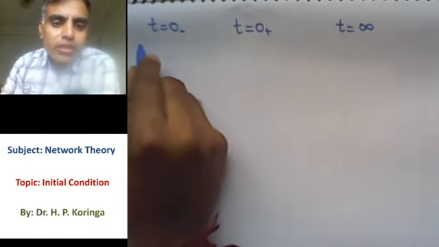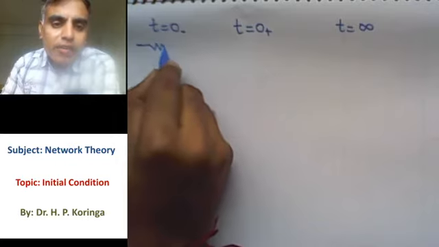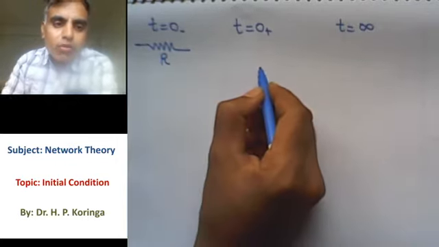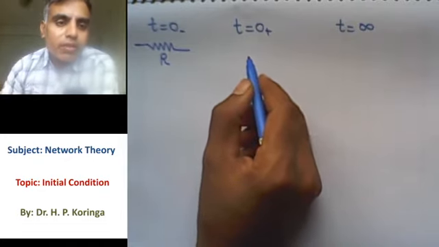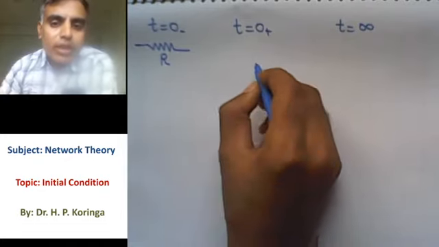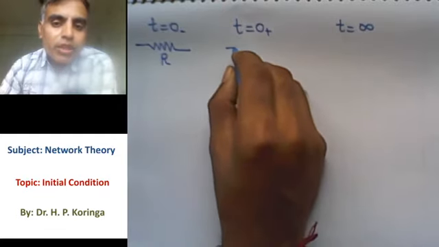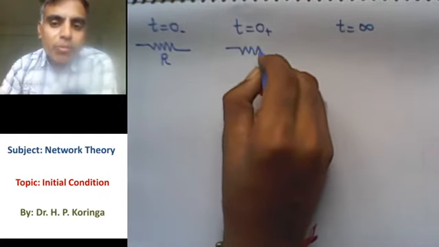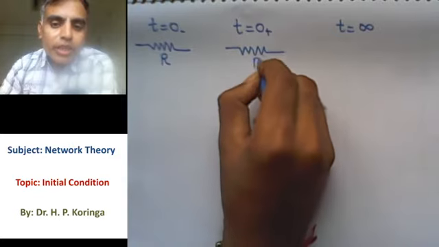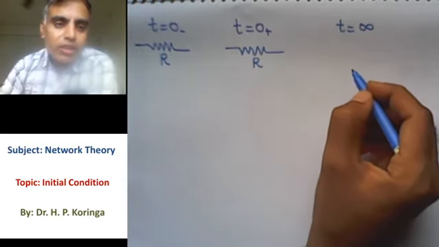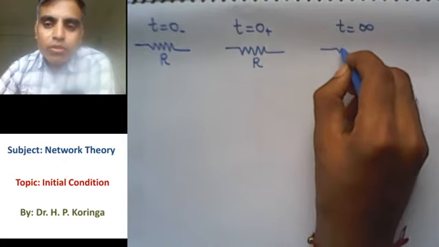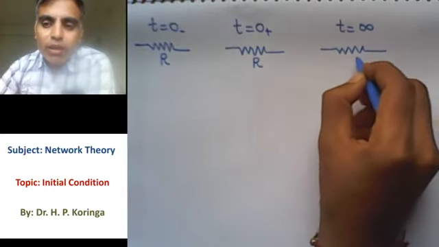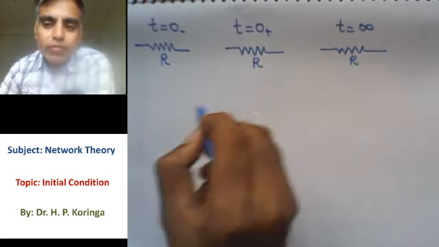Take any resistance with value R. For t equal to 0-, meaning before switching, the component has resistance R. After the switching, the component works as the same value of resistance R. There is no change in the equivalent circuit of a resistance. And at t equal to infinity also, the resistance works as the value R.